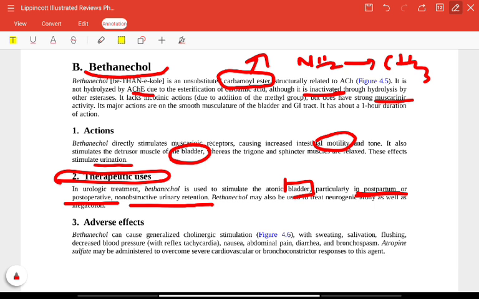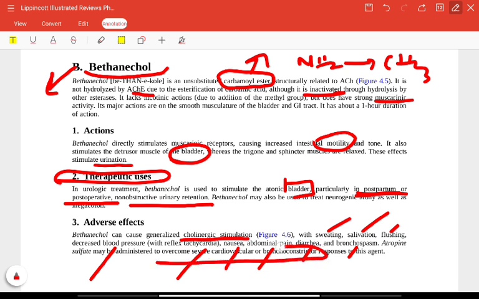Adverse effects: Bethanecol adverse effects are generalized cholinergic stimulation, sweating, salivation, flushing, decreased BP, reflex tachycardia, nausea, abdominal pain, diarrhea, bronchospasm. That's why it is not of much clinical importance. Atropine may be administered to overcome serious bronchoconstrictor and cardiovascular adverse effects. Okay, this is an antidote. You have to remember this.